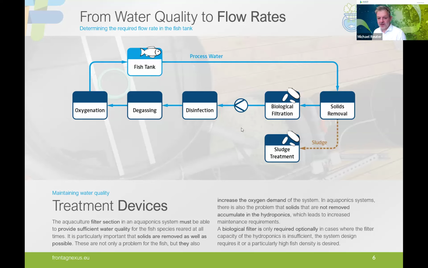And only after the pump, we will have disinfection if we need it, degassing and oxygenation if we need these. We will not talk about these today because we start from the idea that we will have a simple system with a low fish density that does not have to make use of these devices, but only aerates the biological filter and also directly the fish tank so that the fish have enough oxygen only with aeration.